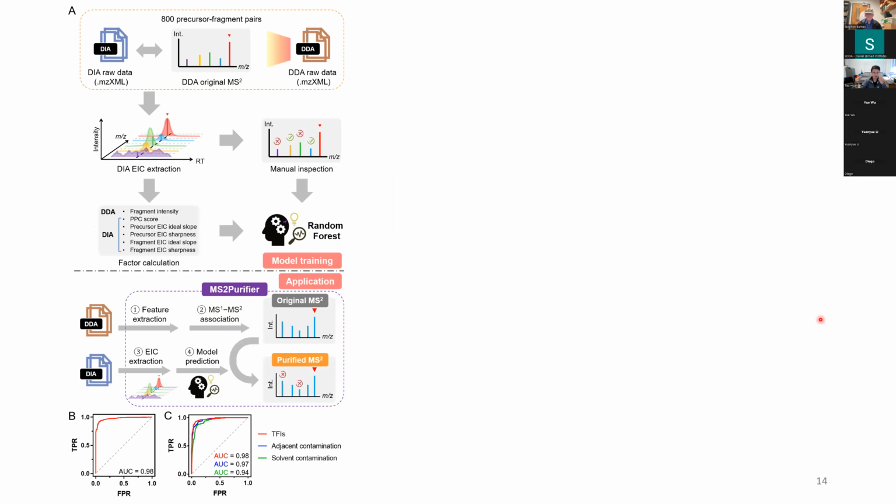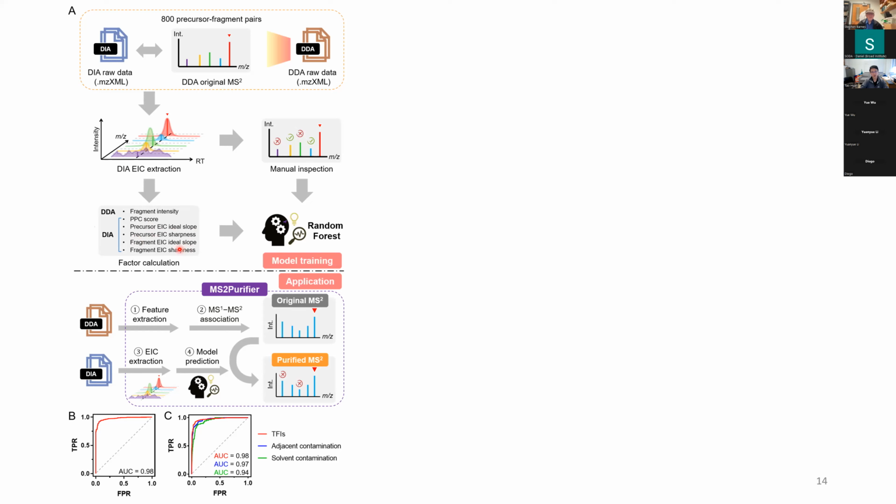Then based on this DIA analysis approach, we designed an experimental workflow to train a random forest model. The idea is we have the DDA data generated, then we run the sample again to get the DIA data. From the DIA data, on one side we calculate all the peak-peak correlations between the precursor and the fragment ion, and also we check some others, like ideal slope and sharpness.